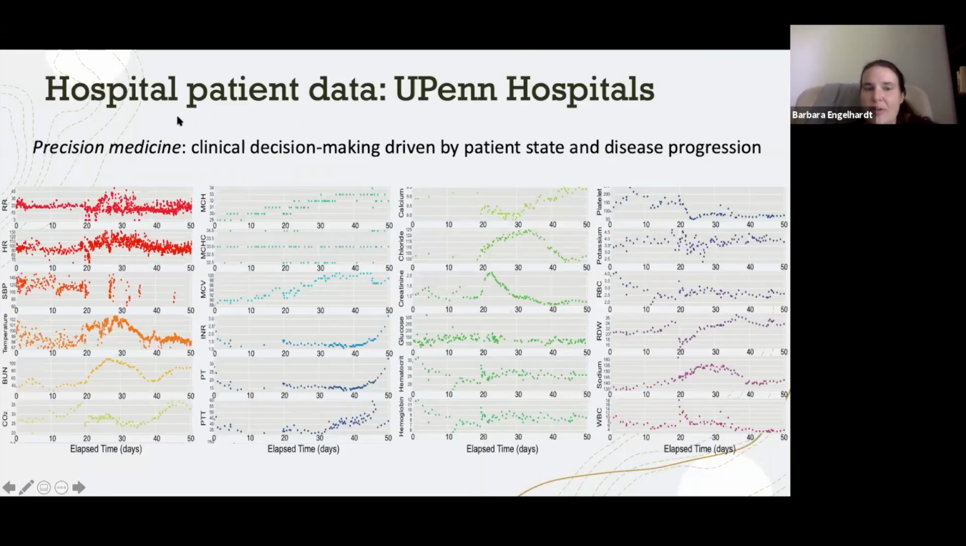Here's another example of data that I've played with that needs to be imputed because there's a lot of missing data: hospital patient data. We have about 270,000 patients from the UPenn hospital system. This is a single patient over about 50 days of observing this patient in the hospital, and you see time series data. But you see huge regions for systolic blood pressure, for example, huge empty swaths of data.